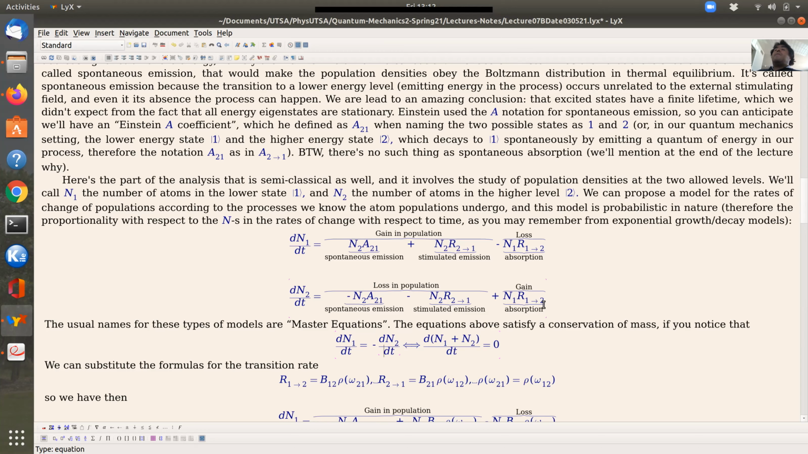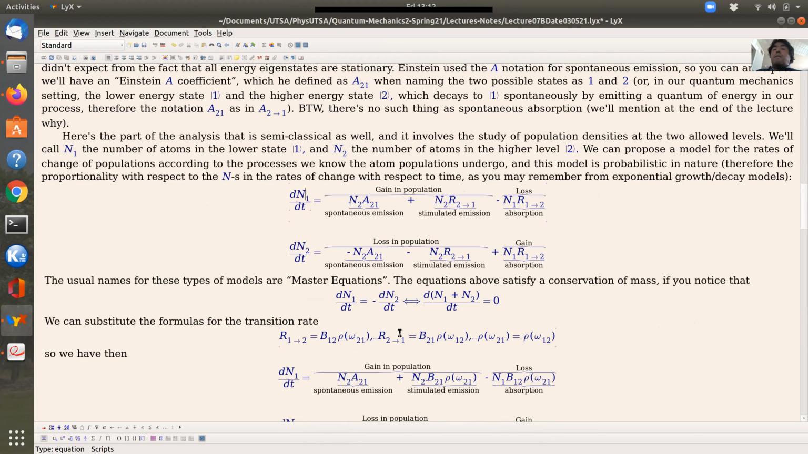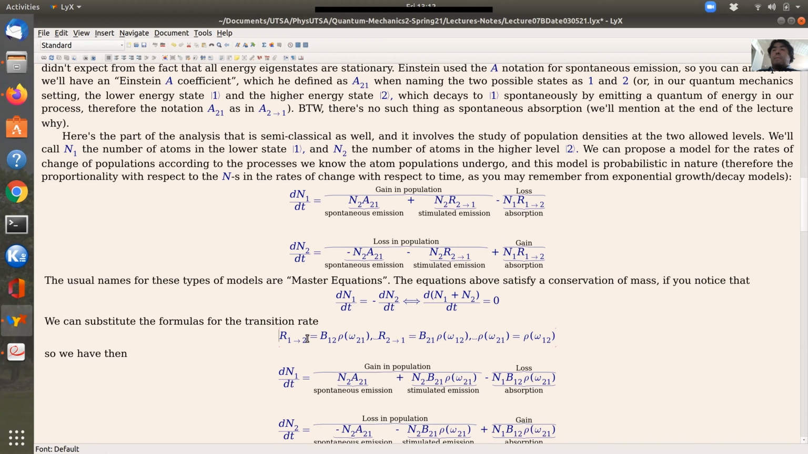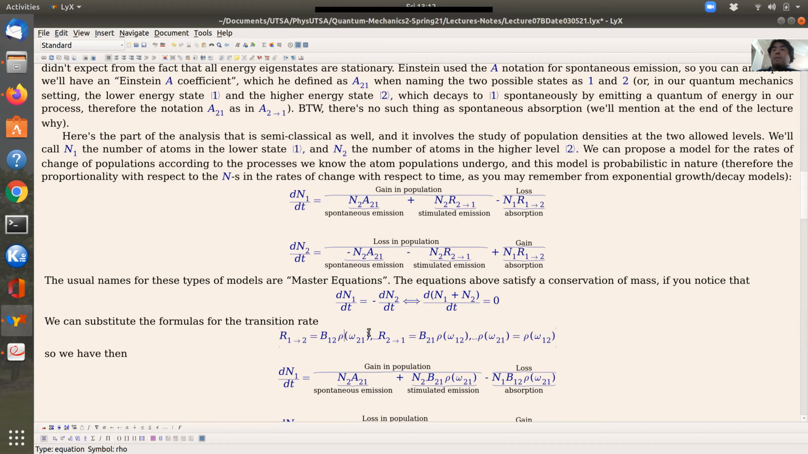There is a name for this type of models. First of all, they are probabilistic. I haven't given a first principle justification. It's just based on how many atoms I have, and therefore the rate of change is going to be proportional to this. That is screaming of exponential models, right? But the name for these types of equations is master equations, just so that you know. It's quite reasonable, though. It makes a lot of sense to propose this model. And second of all, we already have some knowledge of this transition rate, right?